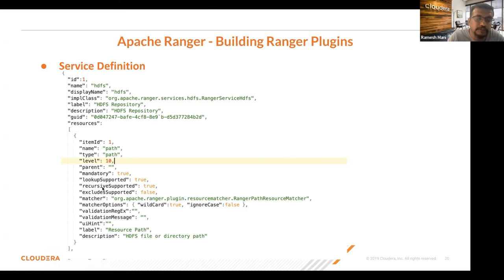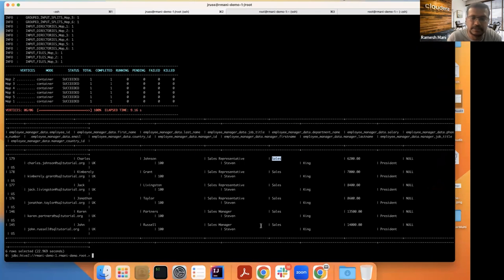Like when you see in Ranger, you saw that recursive is supported, where you enable the recursive. That recursion is enabled when you register the service definition and create a service. These are all the attributes that come into play to render what is there on the Ranger page. Let me just go quickly to the Ranger page also.